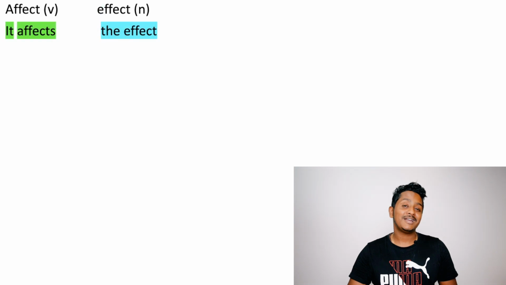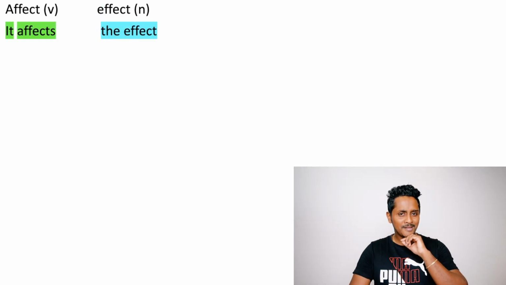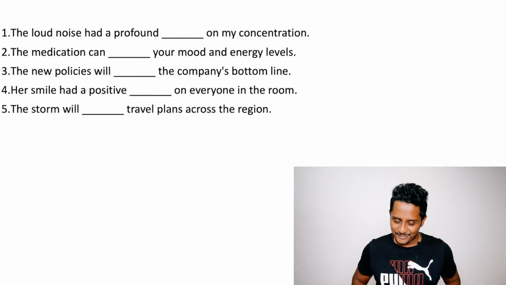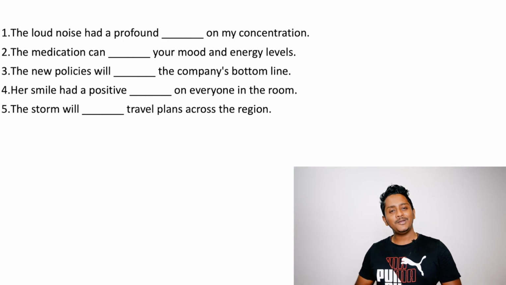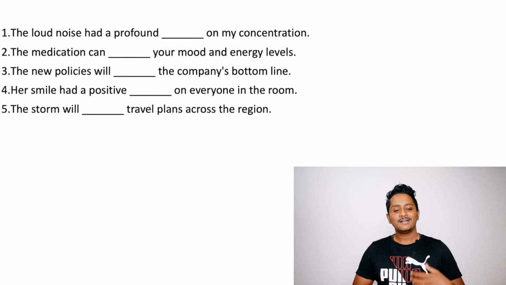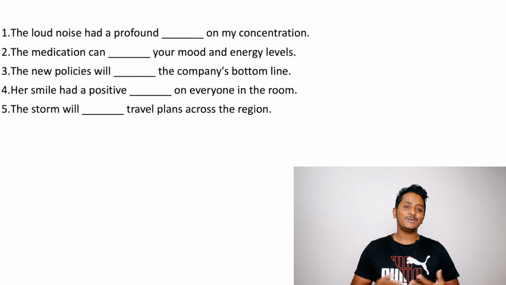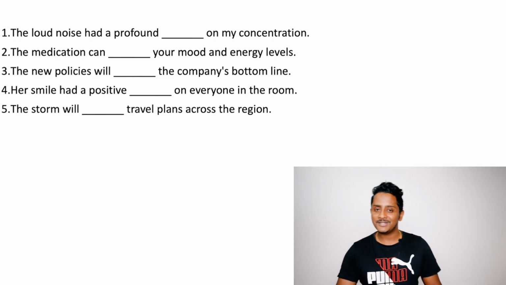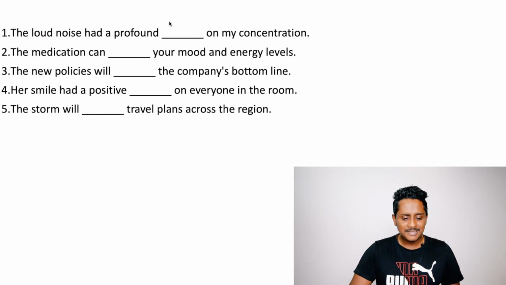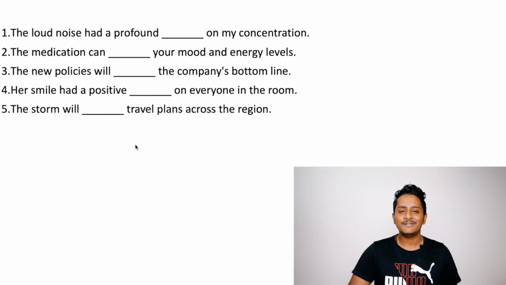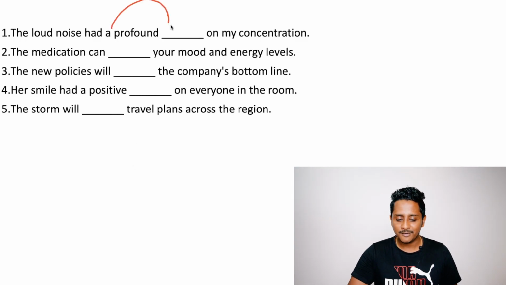So now to test your understanding, I've got a small quiz of 5 marks. So let's see how many of you can actually get 5 out of 5. You can pause the video, do it, and once you have finished all of them, you can resume the video to understand what mistakes you have made. Fairly simple, easy peasy. Remember the effect, an effect, a profound effect.